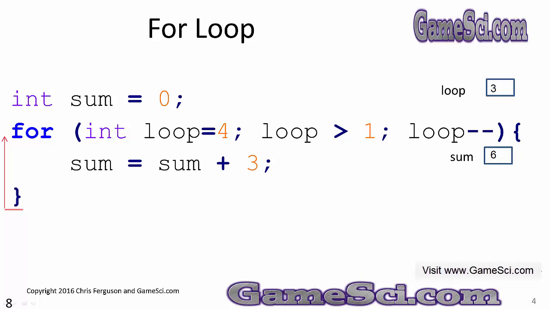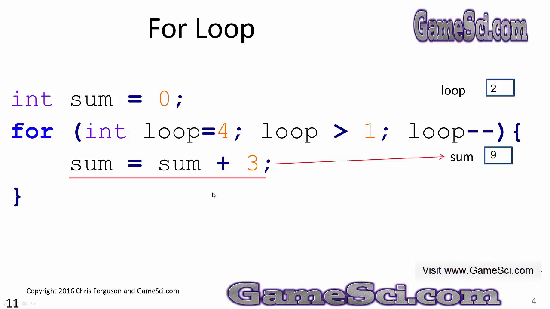You hit the end of the loop, you spin back up to the for statement. What executes first when you spin back up? Changing the iteration variable does. Loop minus minus is going to decrement or subtract 1 from the variable loop. Our 3 just went to a 2. However, 2 is still greater than 1. That is a true statement. As a true statement, we are going to stay in the loop.